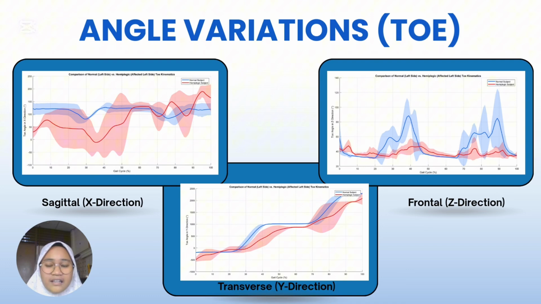Finally, the two variations highlight the most dangerous aspect of hemiplegic gait, foot drop. In the sagittal plane (x-axis), while the normal subject clearly dorsiflexes the toe to clear the ground, the hemiplegic subject's toe remains pointed downward during the swing phase. This creates a high risk of toe drag.